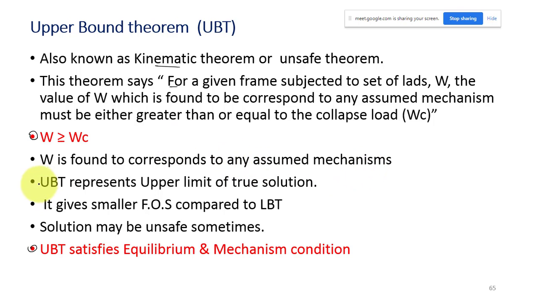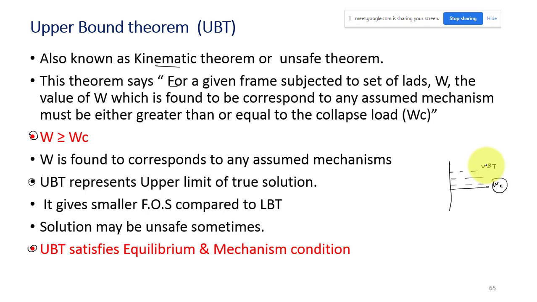So the upper bound theorem will give you a higher value. That means the upper bound theorem represents the upper limit for your true solution. This is my true solution, but your upper bound solution may be greater than or equal to that. So this indicates the upper limit for your solution. Okay, my structure can take only this much load, but the upper bound solution may be giving a higher value.